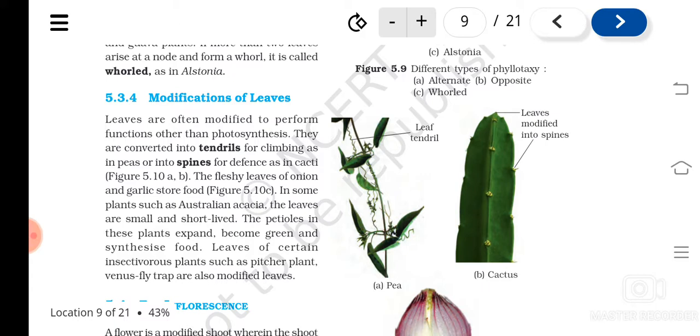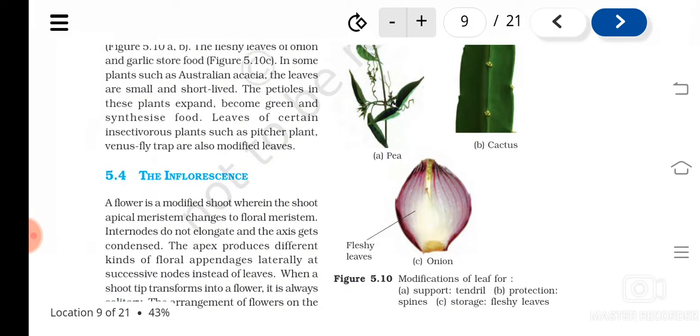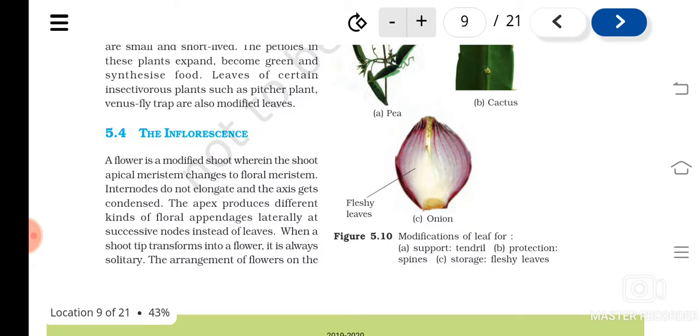Then, in insectivorous plants, their parts are modified into special structures so that they can trap insects. For example, pitcher plant, venus flytrap plant, etc. In them the leaves are modified to capture the insects. So this much is clear to everyone, I hope.